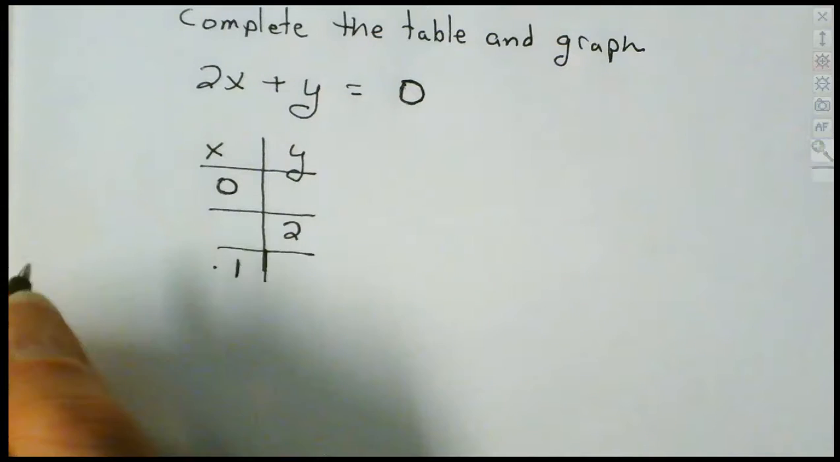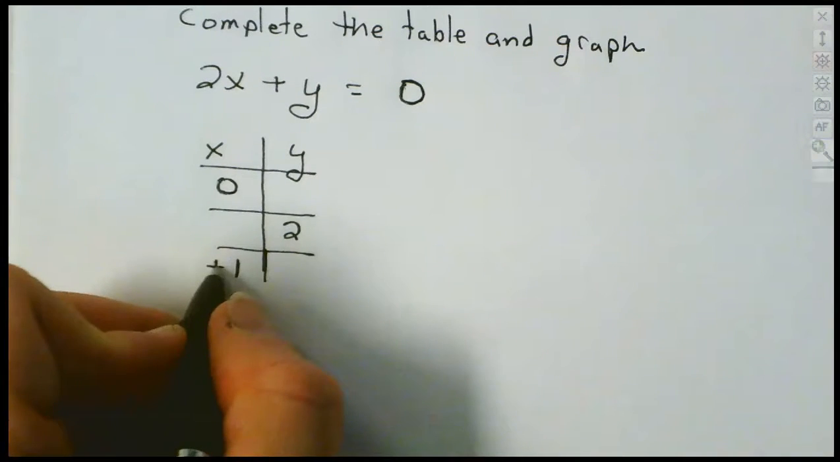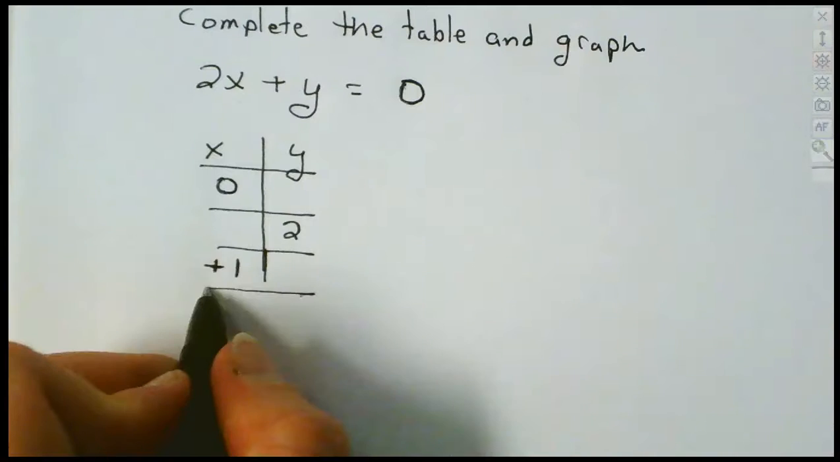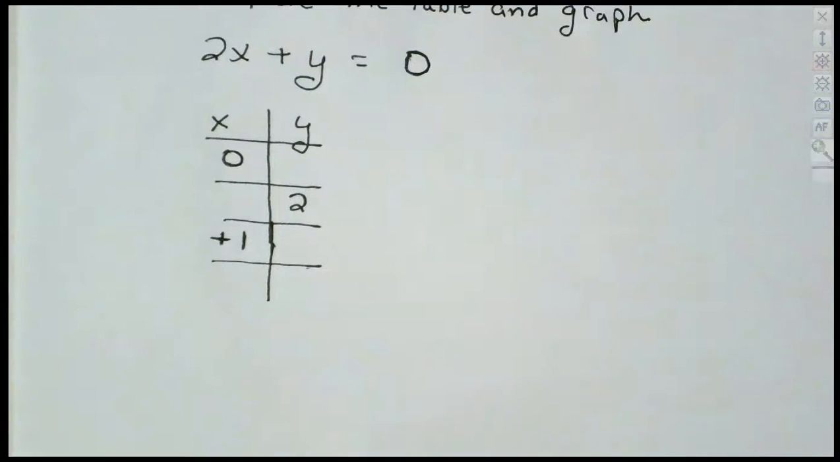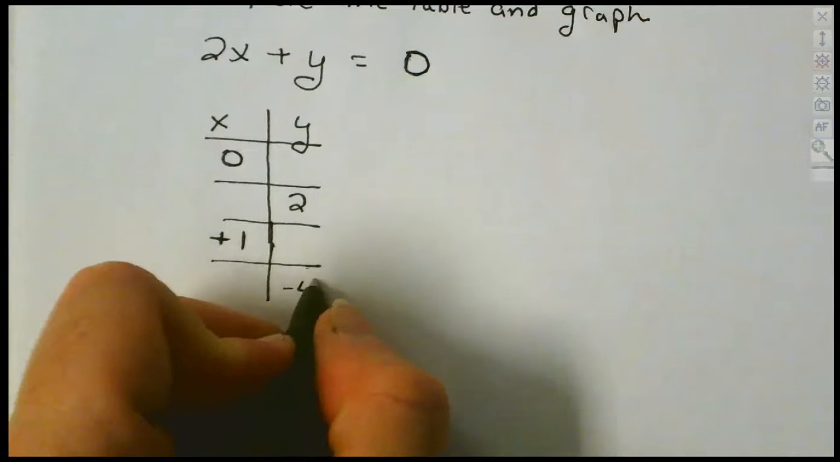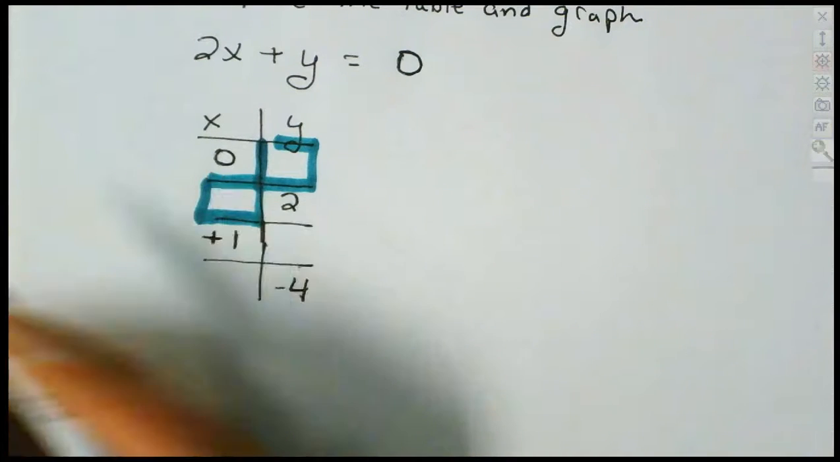Let's use, how about a negative? Well, yeah, we'll just use positive 1 here. Okay, and then we'll do one more. How about we do another y value? How about we use a negative 4? Okay, so these are going to be ordered pairs in a moment. So what we're going to do is we're going to fill in the missing boxes. Okay, and then we're going to graph them.